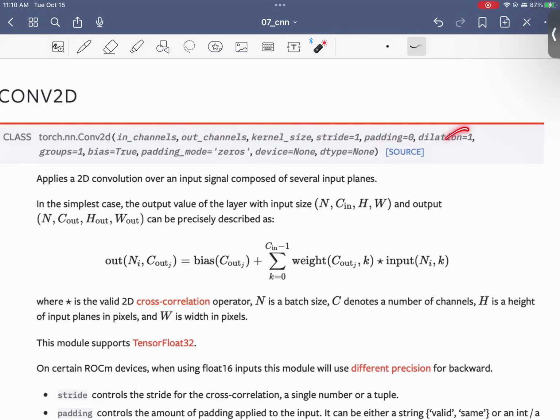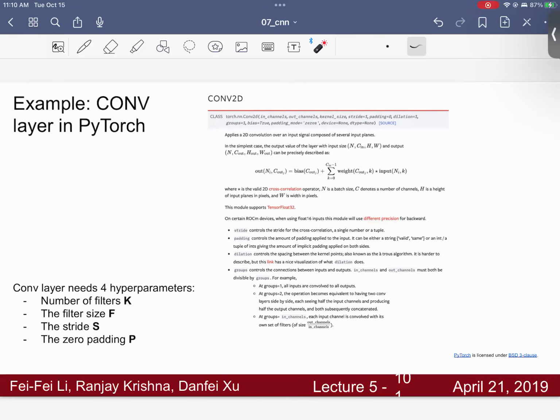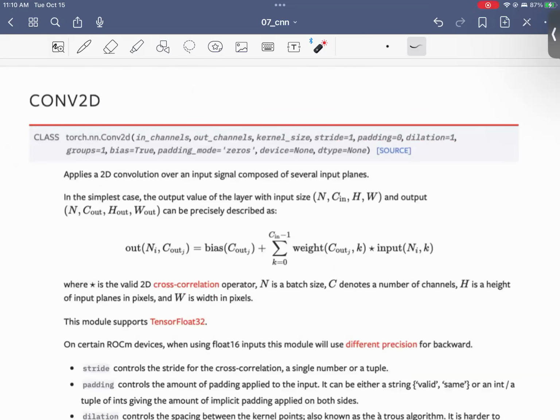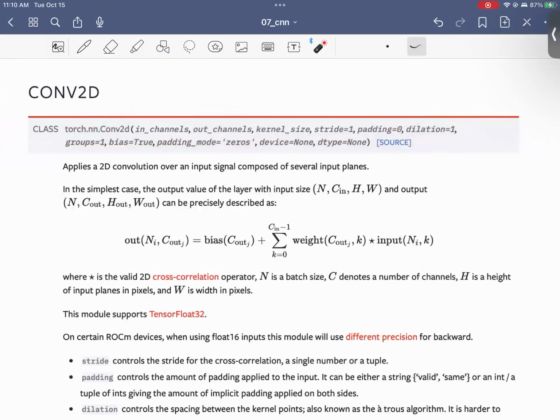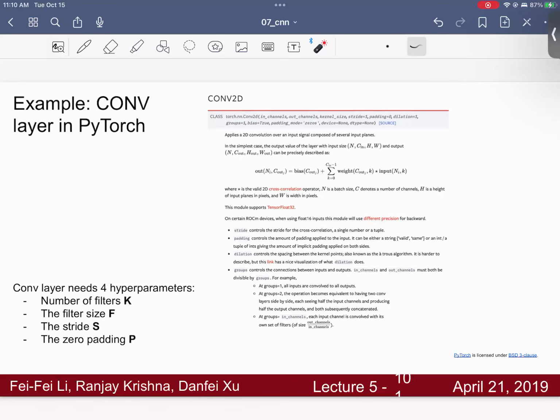And there are some other auxiliary arguments where you can do dilated CNN or group CNN, and so on. But basically, the must-set arguments are at least these three: the input channel, the output channel, which is the number of filters, and the kernel size. All right, moving on. I would assume the API looks very similar in all the different deep learning libraries, TensorFlow, TensorFlow 2, PyTorch, whatever.